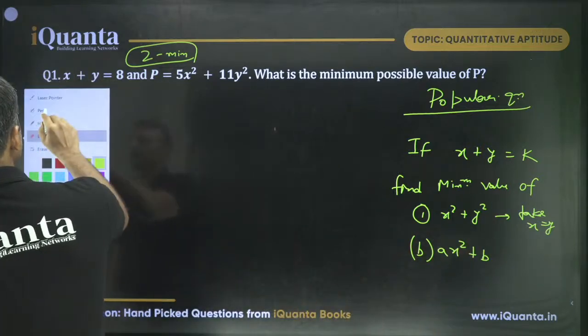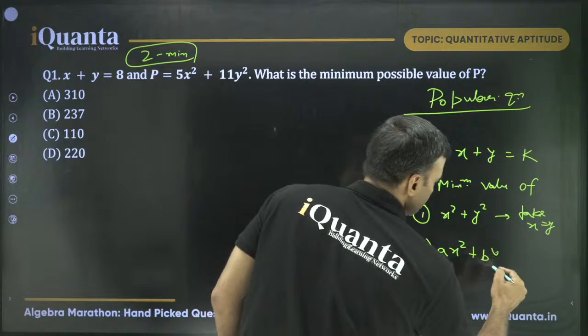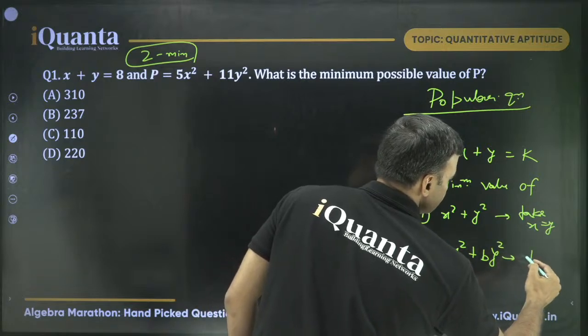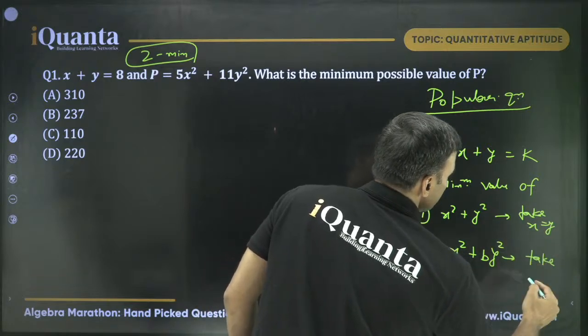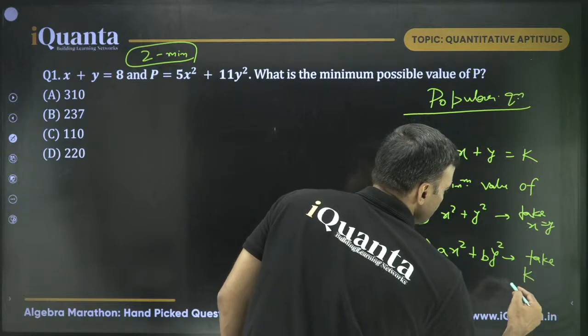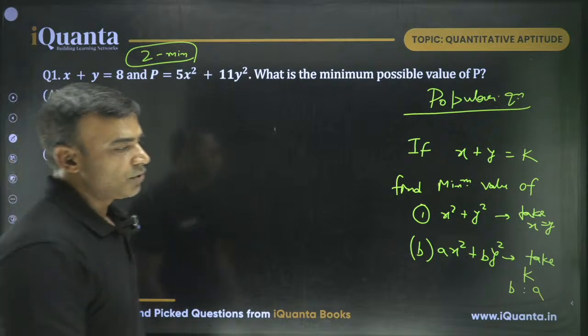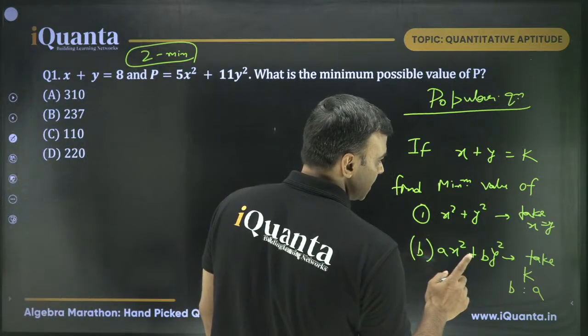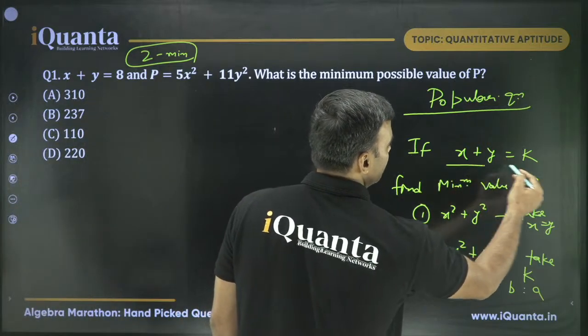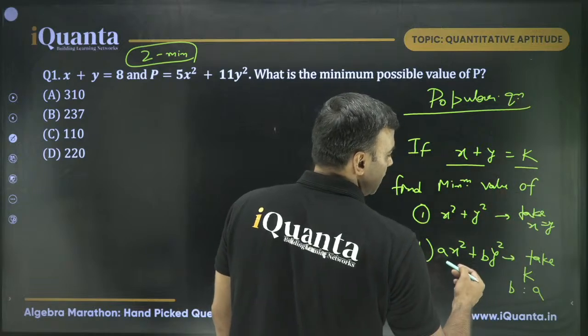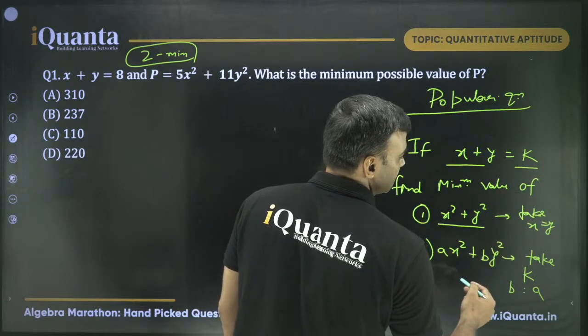I am directly giving you a shortcut for this. Then for this, take k and divide it in the ratio b is to a. Take k, divide in the ratio b is to a. Understand the question very clearly. If x plus y is given as a constant, in that case, if the question is asking x square plus y square, take x equal to y.